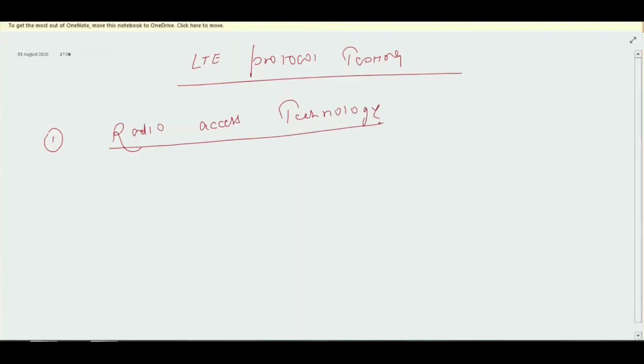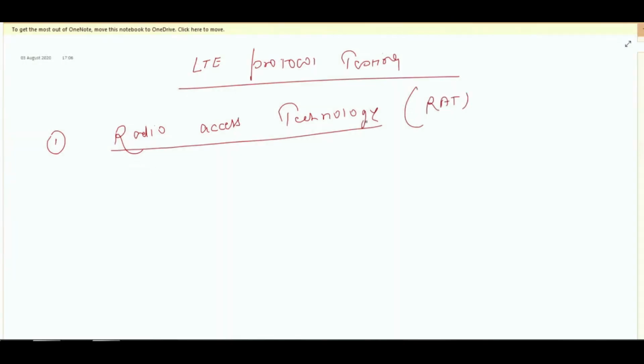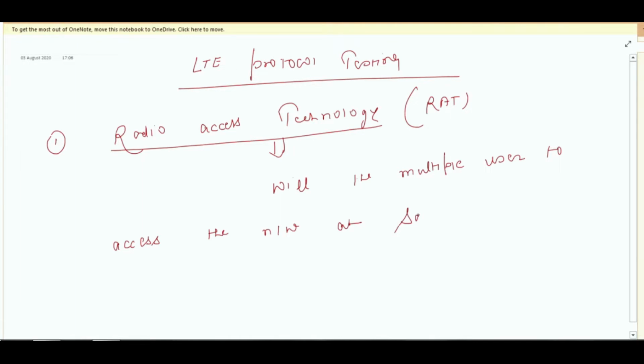Technology that's called the RAT. So radio access technology will allow the multiple users to access the network at the same time, because whatever the wireless generation will be evolved, their main principle is that there are multiple mobiles who can transmit or receive the information at the same time.